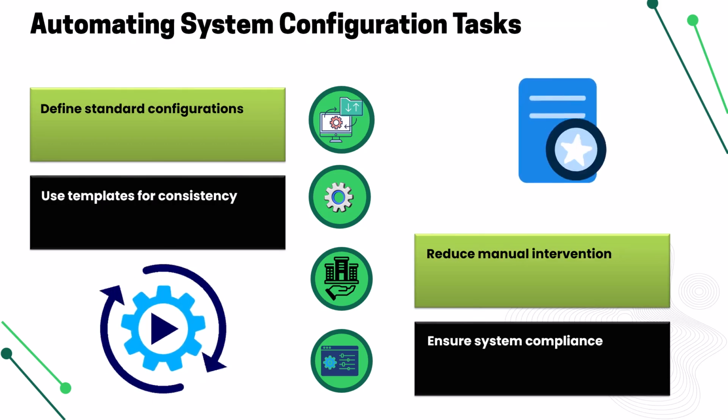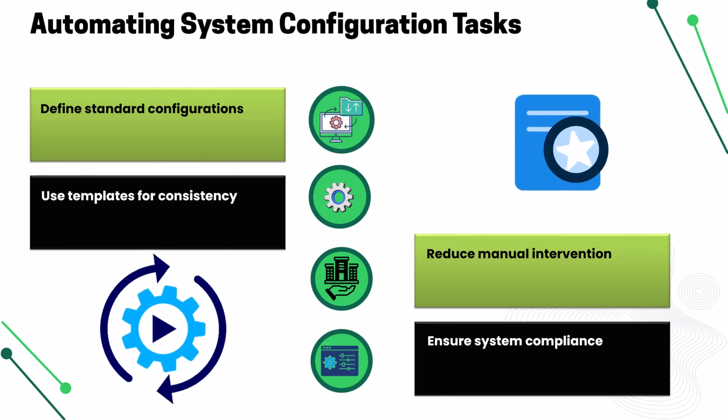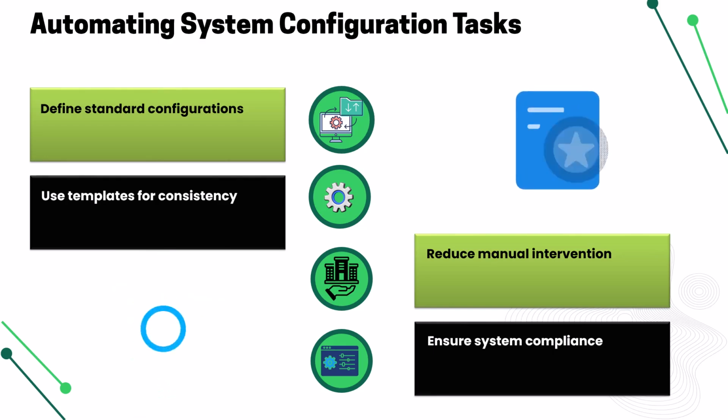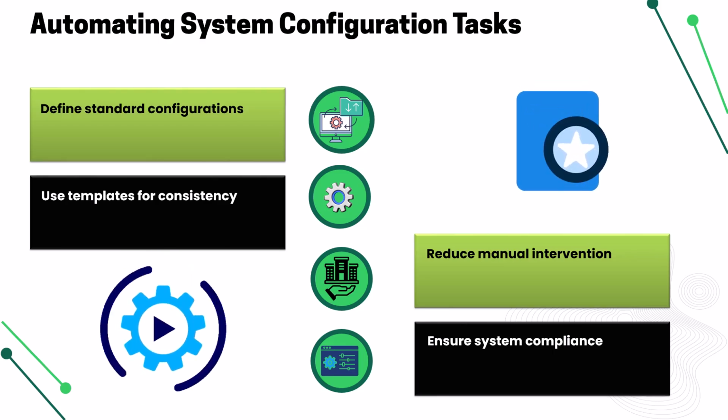Imagine setting up 100 machines manually. It would be a nightmare, right? Automation is the superhero here. Standard configurations keep things uniform. Templates ensure consistency across systems. Less manual work means fewer human errors. And best of all, automation ensures compliance, making auditors happy and headaches fewer.